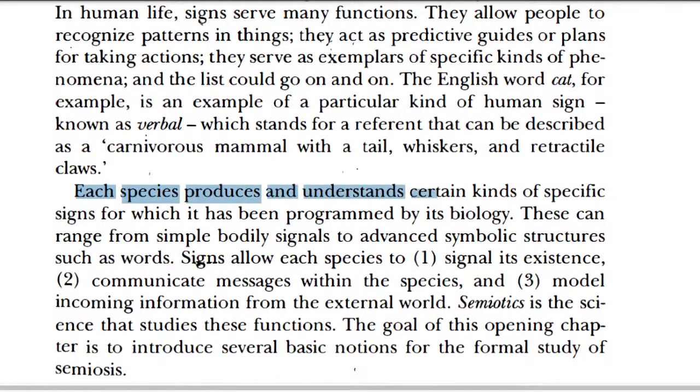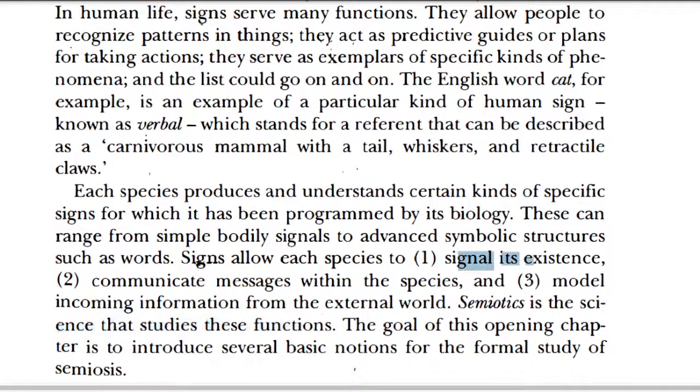Each species produces and understands certain kinds of specific signs for which it has been programmed by its biology. These can range from simple bodily signals to advanced symbolic structures, such as words. Signs allow each species to, one, signal its existence, two, communicate messages within the species, and three, model incoming information from the external world. Semiotics is a science that studies these functions.